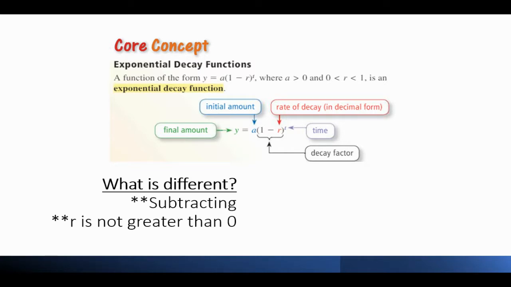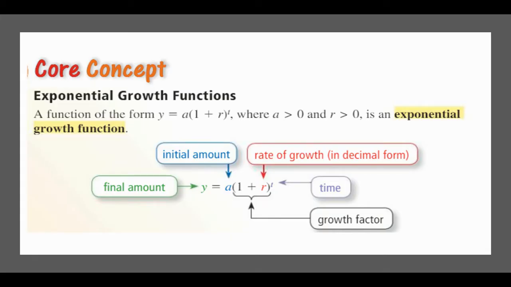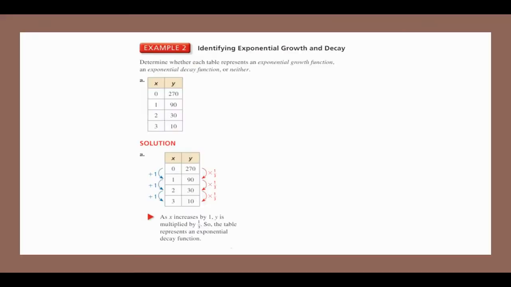So let's take a look at this, because I think this is important. Again, what is different between these two? One, for the rate of decay, we're subtracting, and also r, in this case, the rate here has to be less than 1. If we go back to here, r has to be greater than 0. So r can be any number greater than 0, but in decay, it has to be less than 1 because it's getting smaller over time.